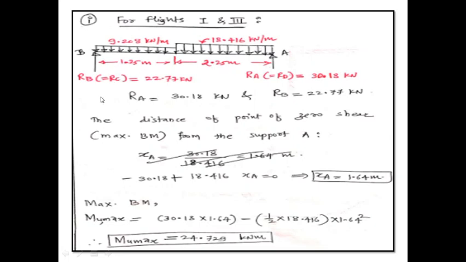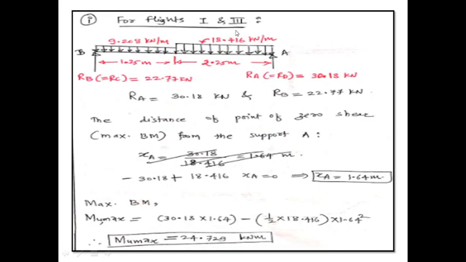Therefore by engineering mechanics we can calculate the reactions here and here, that is 22.77 and 30.18 kilonewton, by summation of M and summation of Fy as usual. Now we want the maximum bending moment point, therefore first of all let me consider that somewhere between A and this point, the shear force becomes 0. So for the distance of the point of 0 shear, that is the maximum bending moment point from the support A, I will consider one section at a distance of XA.